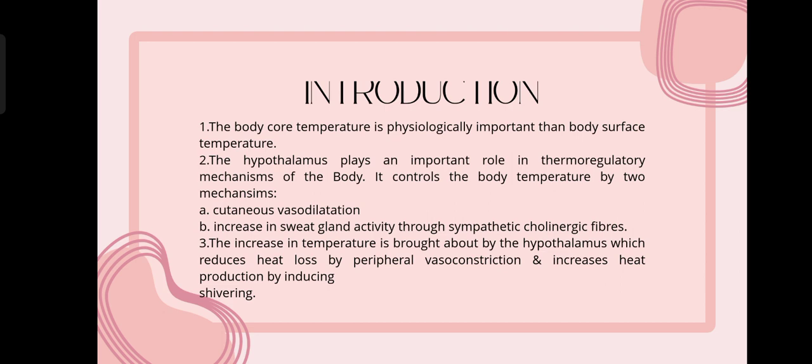The increase in the temperature is brought about by the hypothalamus, which reduces the heat loss by peripheral vasoconstriction. So in order to increase the body temperature, what will the hypothalamus do? It will reduce the heat loss. How? By causing vasoconstriction. Due to vasoconstriction, there will be a reduction in the heat loss, and thereby it will raise the body temperature.